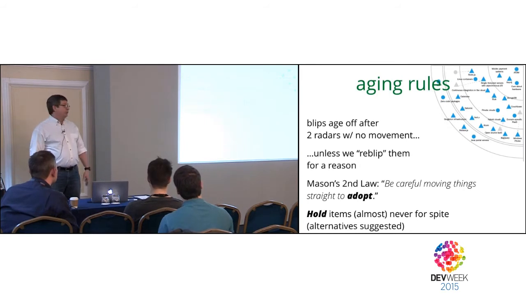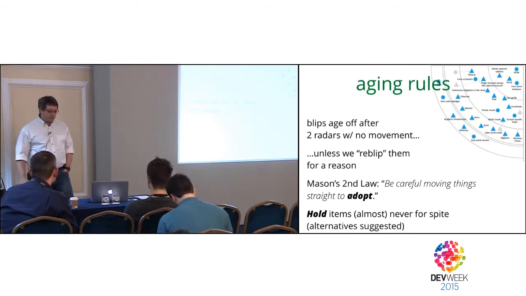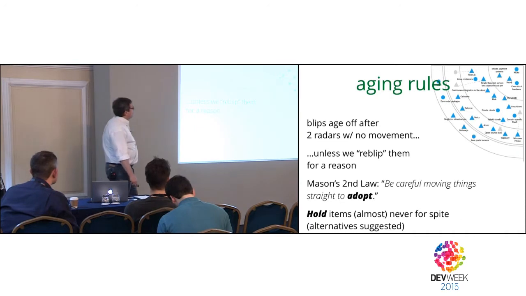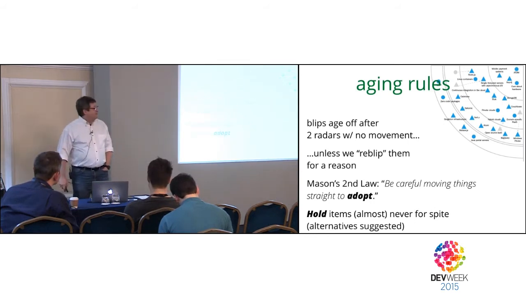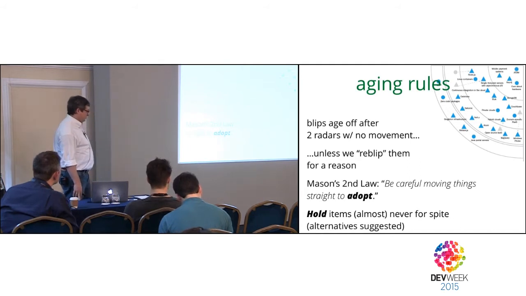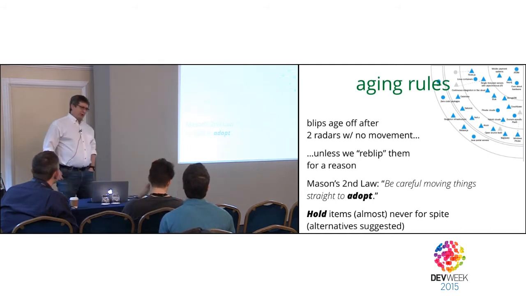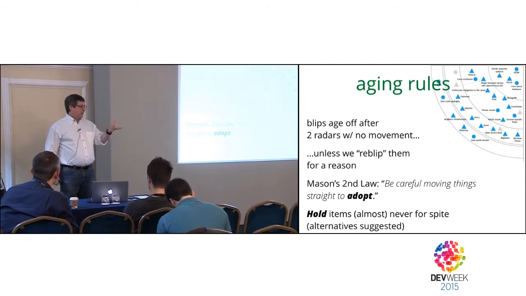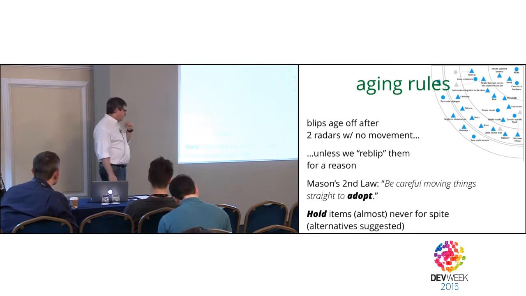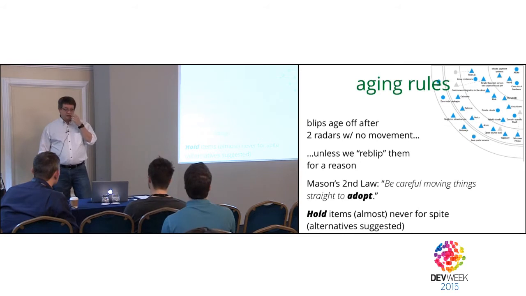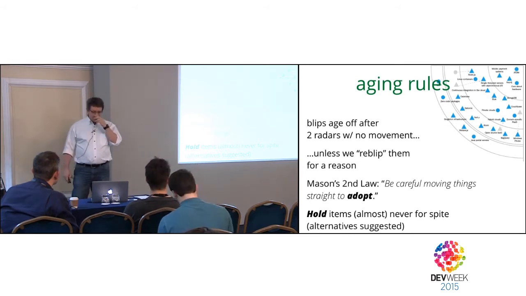Unless we re-blip them for a reason, we will occasionally re-blip something on purpose. Very often those are things that we re-blip in hold because we want to make a definitive statement that we really, really don't like this, whatever it is. And that's almost always because we're offering an alternative. Mason's second law says be careful of moving things straight to adopt, because I've seen some brand new technology just show up and it's instantly a no-brainer, and that's a very rare thing. Like I said, hold items are almost never for spite. They're there because we're trying to suggest some sort of alternative, unless it's just an awful, awful thing.